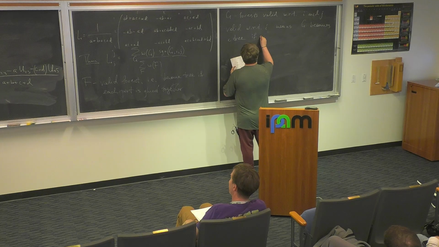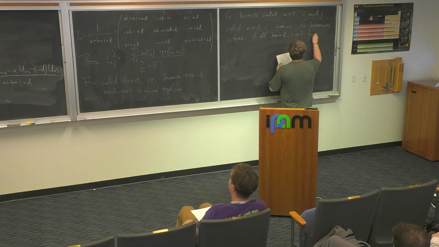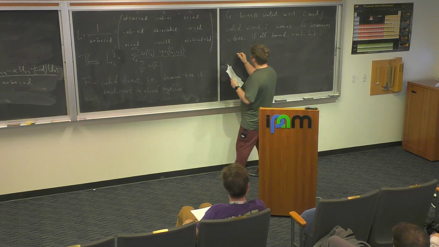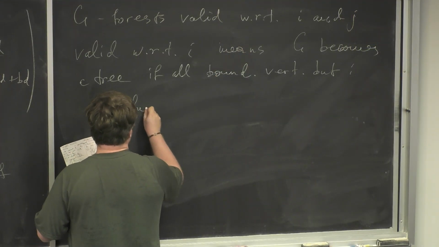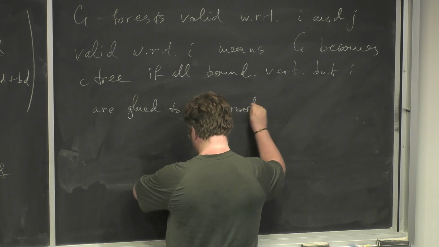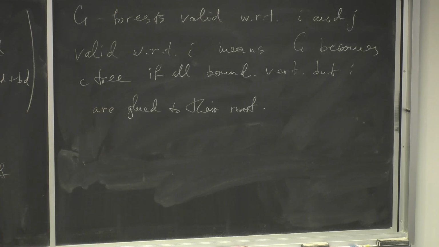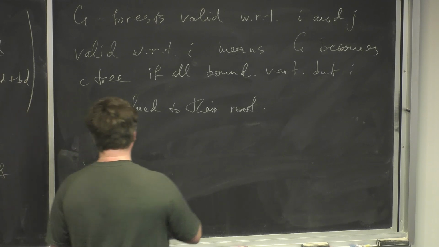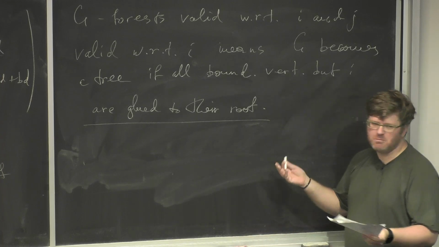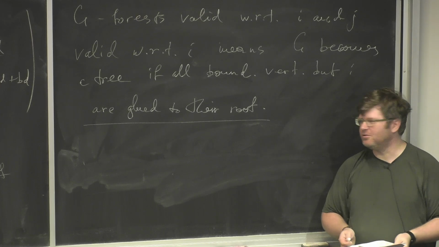if all boundary vertices but I are glued to their root. Okay, so I don't have that much time, so I could tell you what the signs are, but maybe for the sake of time, let's just look at an example, and then I'll say a little bit more about it. It's work in progress, and some things we figured out, but some things we didn't. For example, of course, we didn't figure out a full analog of the Kenyon and Wilson theory of groves.